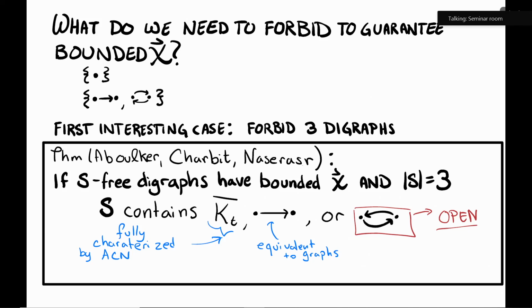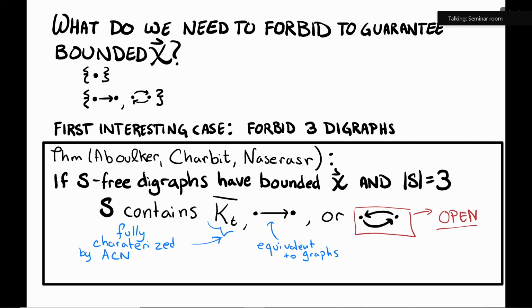So basically, if we want to forbid things and get bounded chromatic number, if we want a set of size 1, it has to be a vertex. A set of size 2 is also not interesting. The only minimal set is you forbid an edge, and then you forbid a digon, a directed cycle of length 2. So that's also a bit stupid, because you just don't have edges. And then the first interesting case is 3.